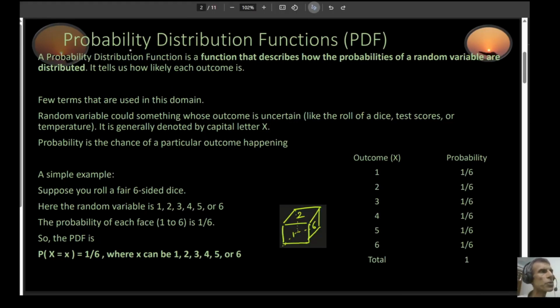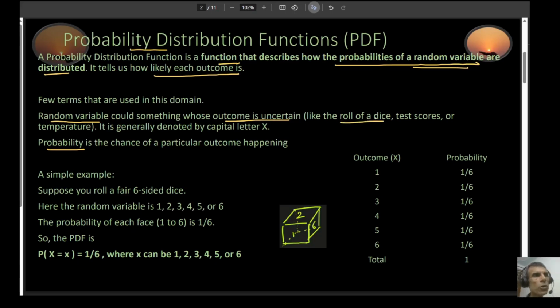So a probability distribution function is a function that describes how the probabilities of a random variable are distributed. In other words, it tells us how likely each outcome is. There are a few terms I want to make sure you understand. One is random variable, the other is probability. A random variable could be anything whose outcome is uncertain. For example, let's say you roll a dice and you don't know what number you're going to get. That's your random variable.